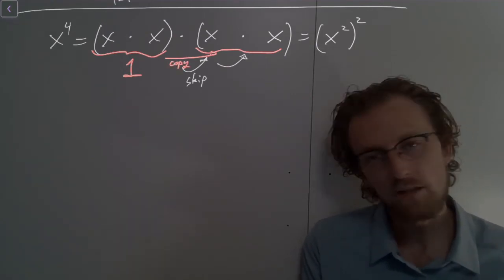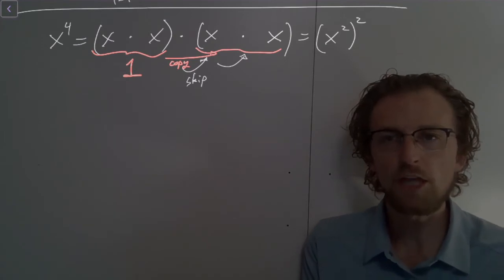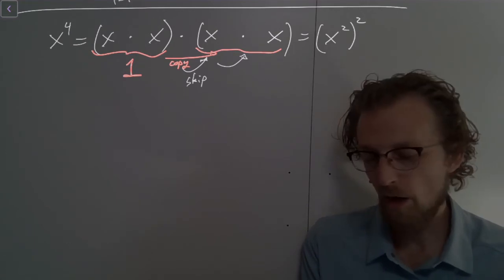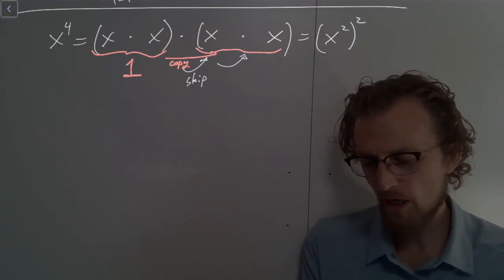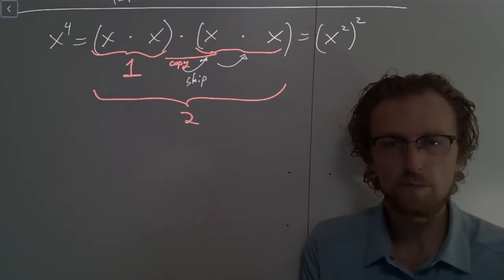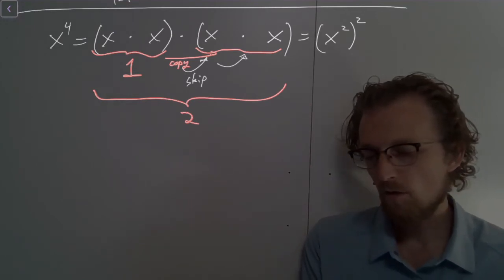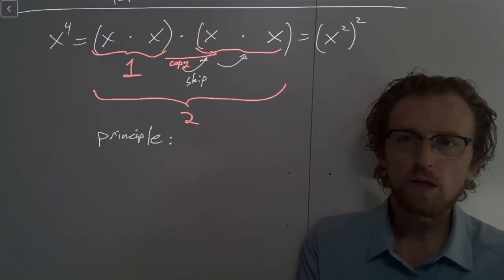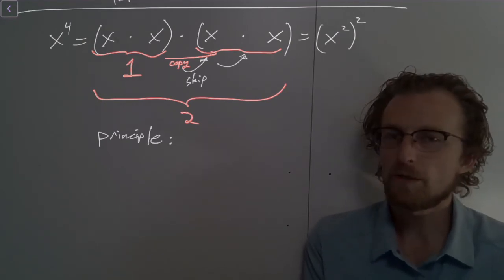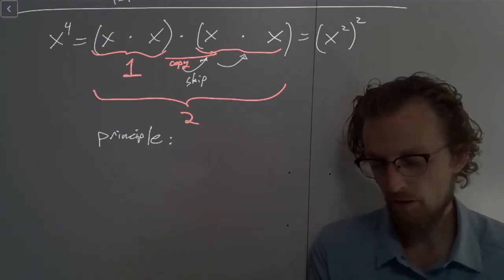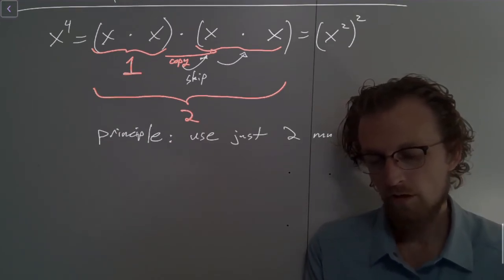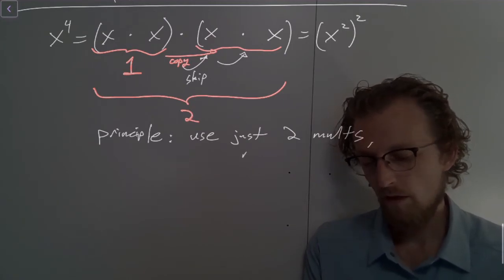This is just logically speaking, not algorithmically speaking, but logically speaking, I'll think about taking whatever I computed for x squared and just writing it down in the second spot. So I compute that multiplication and then I compute this multiplication. So there's my second multiplication. So in principle, it should be possible to compute x to the fourth using only two multiplications, right? Not all three. Use just two mults, not all three.